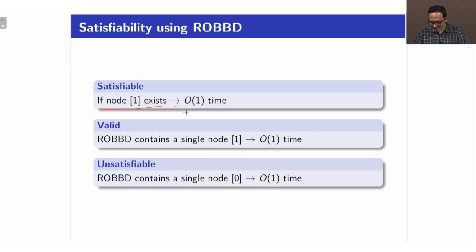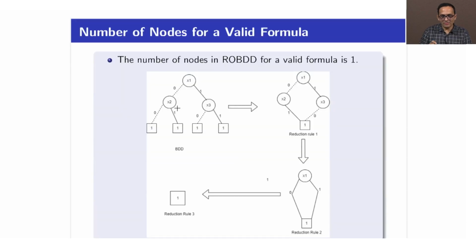Okay. Let me give you a funny fact. Think about a formula which is valid. What does it mean? Valid means it is basically true for all possible inputs. Think about a function with x1 and x2, where all paths lead to 1. Whatever the value of x1 and x2, it always leads to 1.